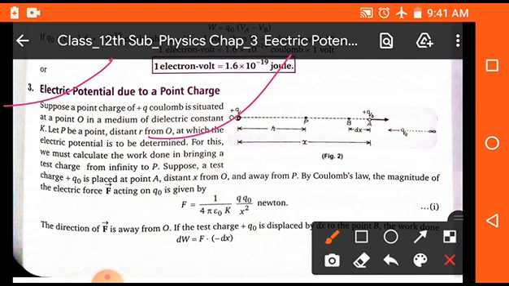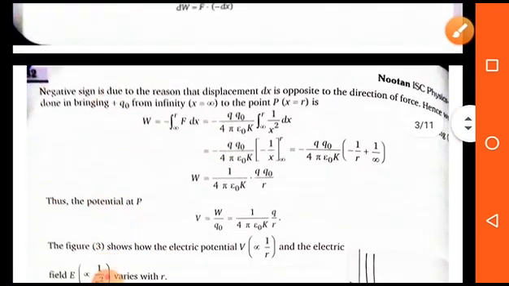So first of all, we will find the force between two charges Q and Q naught, and it will be F is equal to 1 upon 4 pi epsilon naught times Q Q naught upon x squared, because x is the distance between these two charges. Now we have to find the work done. So due to a small displacement, the work done will be dW is equal to F into minus dx. Here minus dx is used because we have to do work against the electric field.